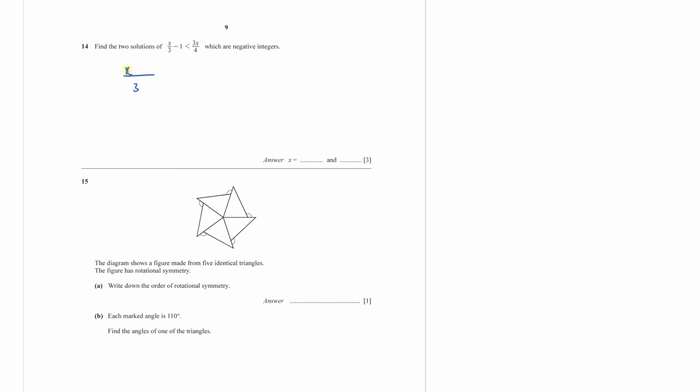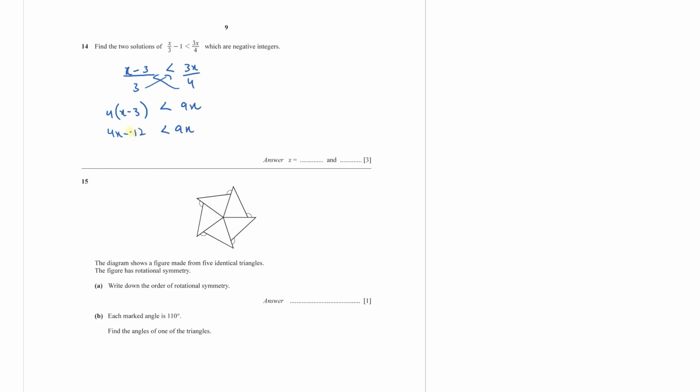This would become x minus, since I multiplied by 3 the denominator of 1, I'll multiply this numerator 1 by 3 as well. So this becomes x minus 3 less than 3x over 4. So let me cross multiply now. So this becomes 4 times x minus 3 is less than 9x. If I open this bracket, I get 4x minus 12 is less than 9x.